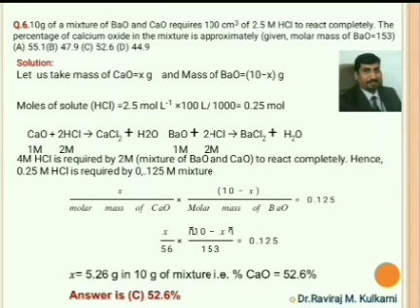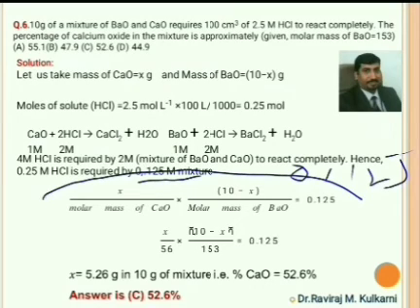Hence, they have given 0.25 mole of HCl, which is required by how much mixture? 0.125. It should be 0.125. So you should remember this formula. So equate this.